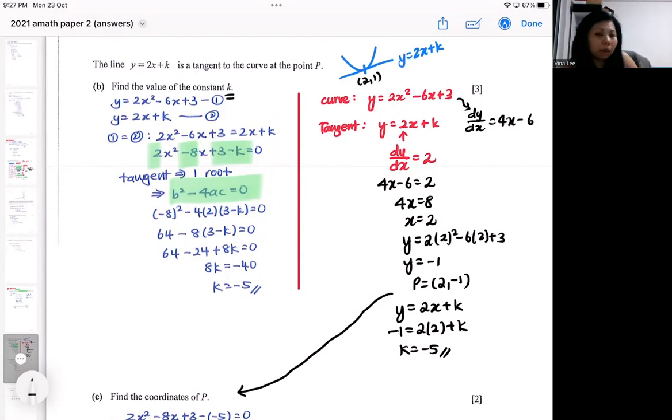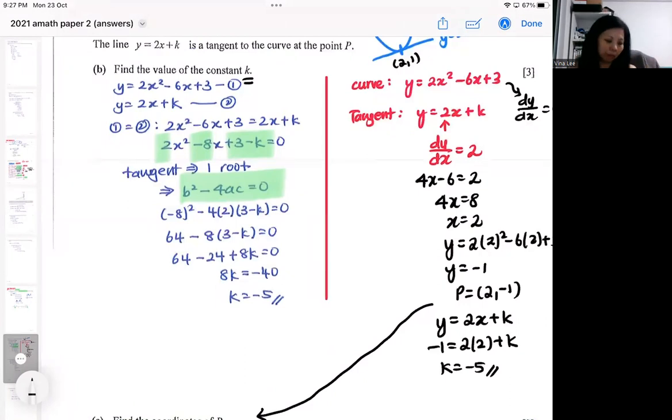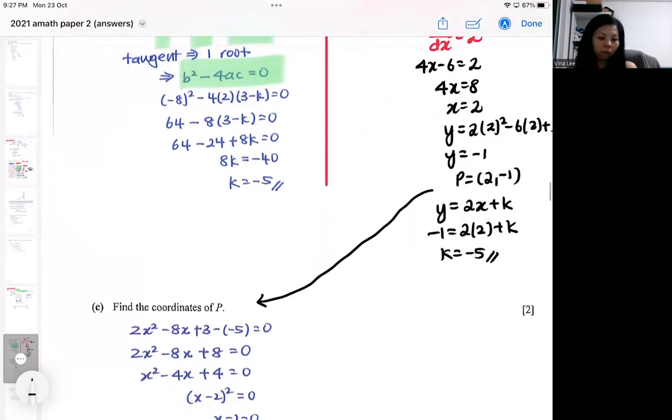So would it be okay to do this? Yes, it's totally okay. It doesn't matter if you don't answer in sequence, as long as you use the correct technique and logic, not some fluke logic that you happen to get right. If you relate to dy/dx equals 2, yes, go ahead. You can still get the same answer. However, if you're doing the discriminant method and you get k equal to -5, where do you go from there to get the coordinates of P?